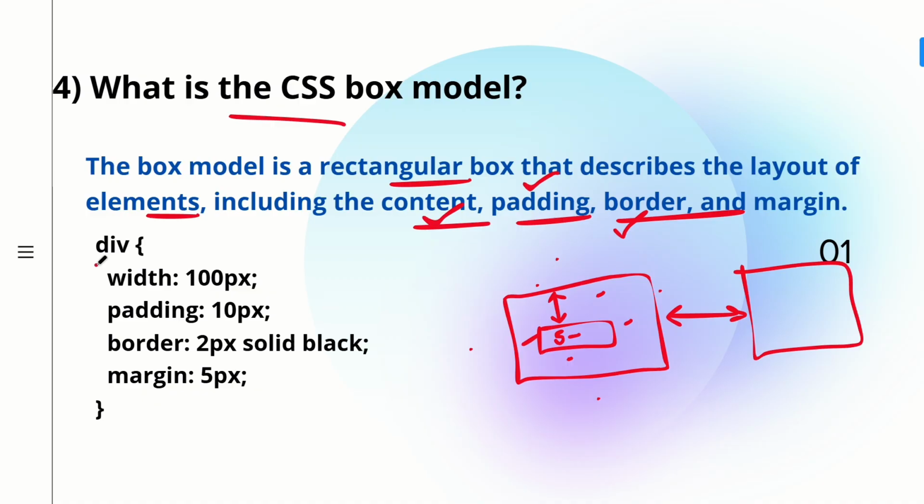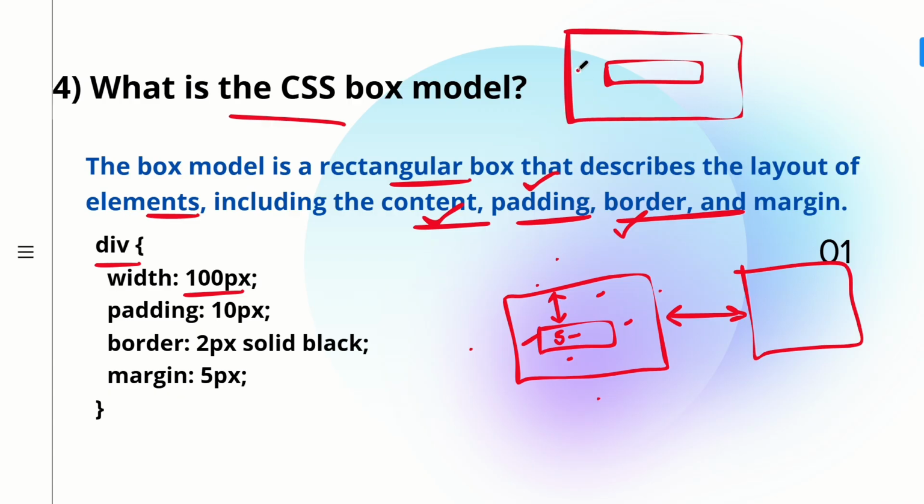Here you can see the example. We have written that for all of the div elements, their width will be 100 pixels. Then the padding for them will be 10 pixels. So this will be their padding. Together we have written that from top, right, bottom, and left, they will have 10 pixels, and their border color and size is 2 pixels solid black. Here I'm making use of the red pen, that is why it is red, but it will be black. And then you can give margin as 5 pixels.